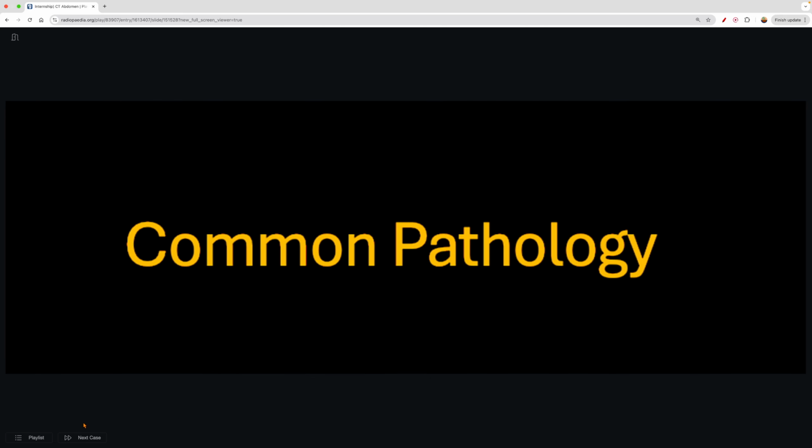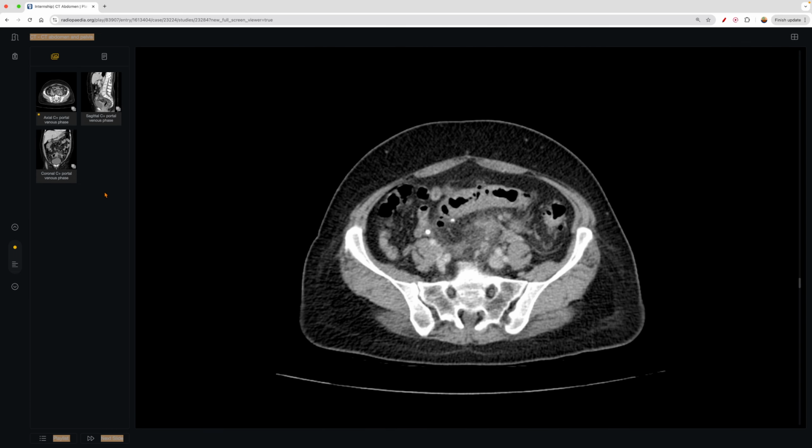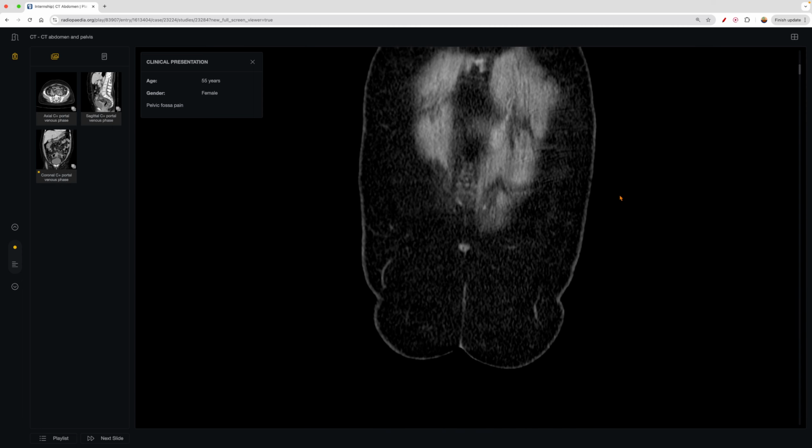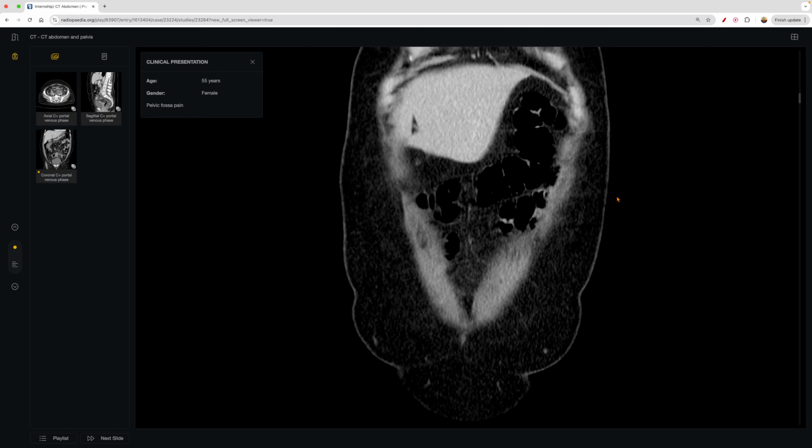So let's go through some common pathology. For these cases, we'll go more directly into the pathology just to save some time. And again, the search pattern is very user dependent. So this is a 55-year-old female with pelvic pain. And again, personally, I like to go through the coronal first. So let's start from the very anterior aspect. I like to be systematic that way.